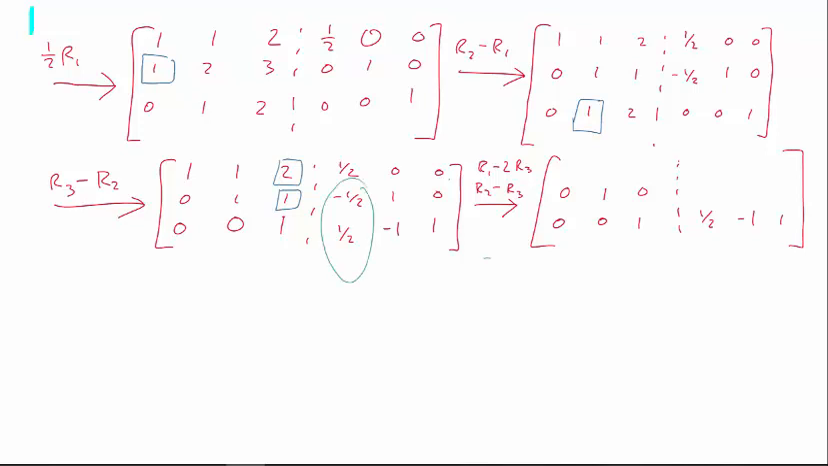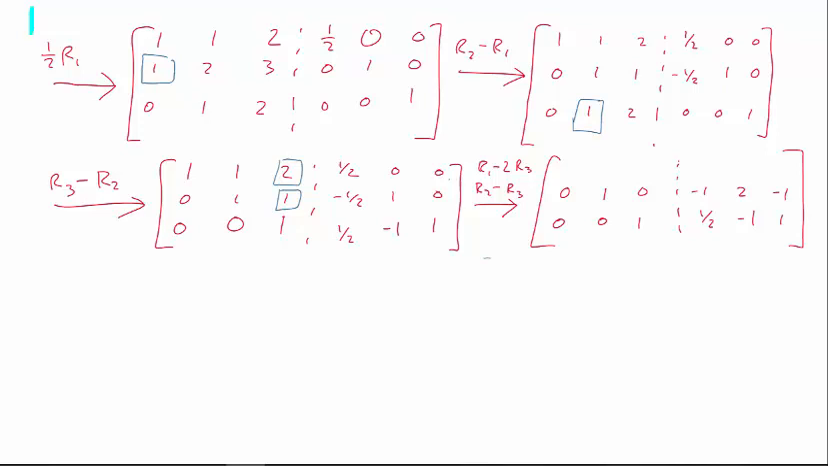Alright, so negative 1 half minus 1 half is negative 1. 1 minus negative 1, of course, is positive 2. And then 0 minus negative 1, 0 minus 1 is 1. Negative 1. Okay.